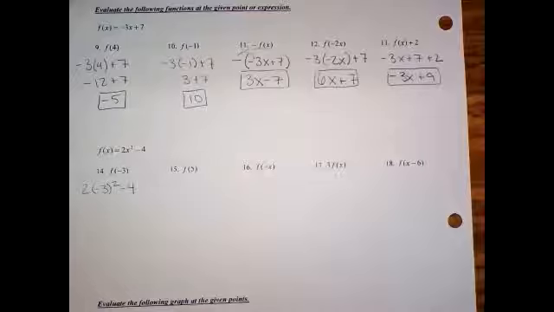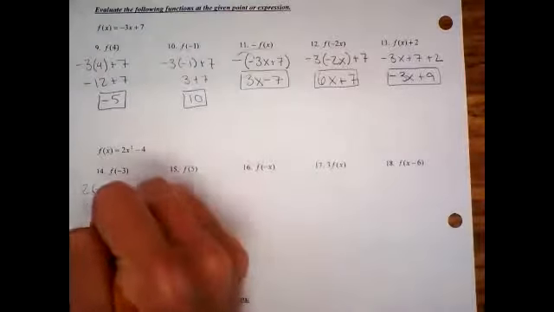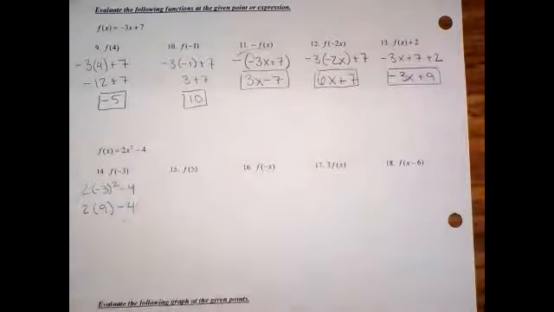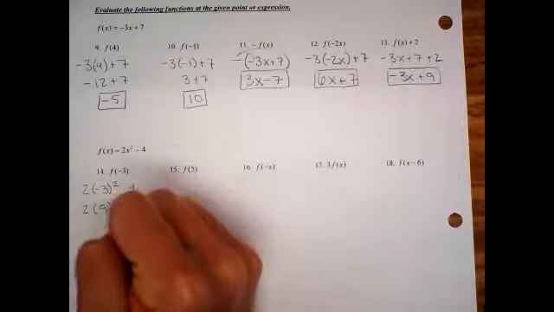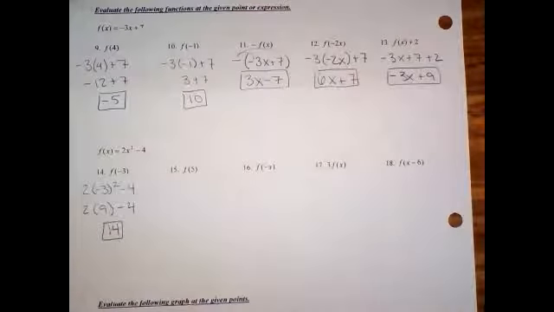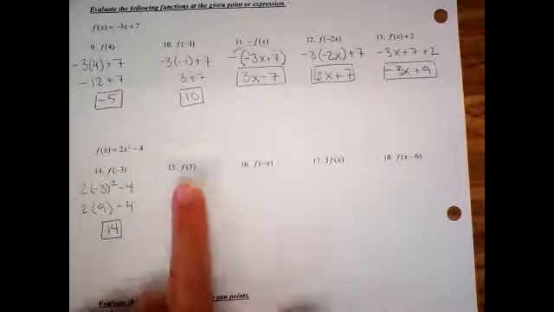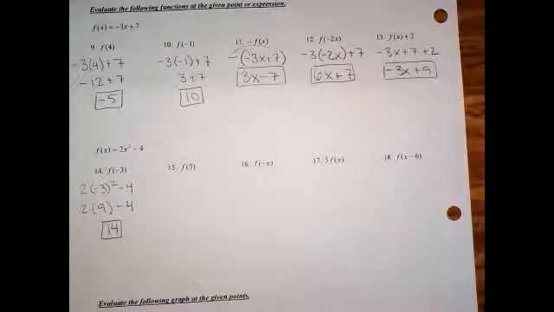So -3 squared will be +9. Double that would be 18. Minus 4 is 14. So again, we input -3, we get back 14. That means that coordinate pair would be on the graph. You guys go ahead and try this one. Try f of 5. Plug 5 in.